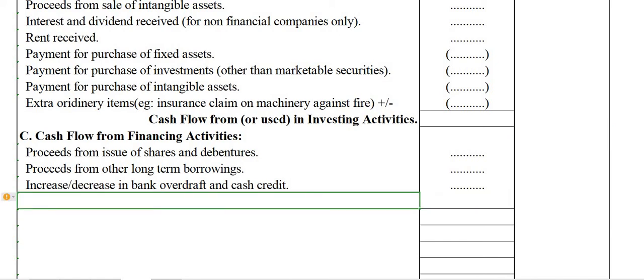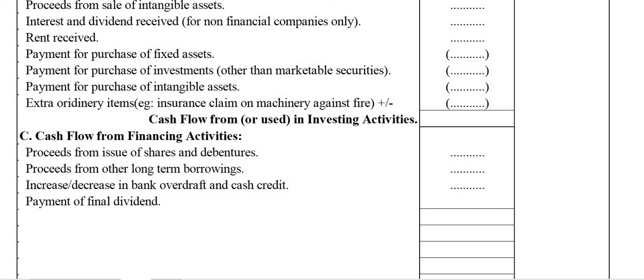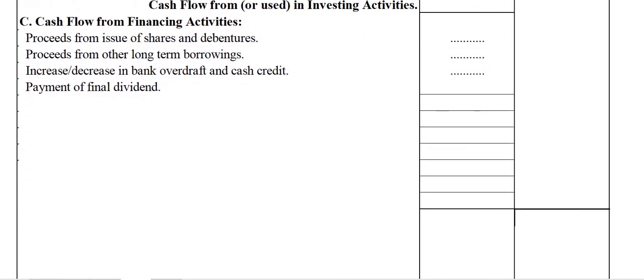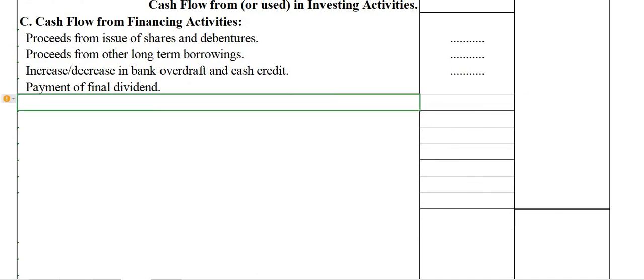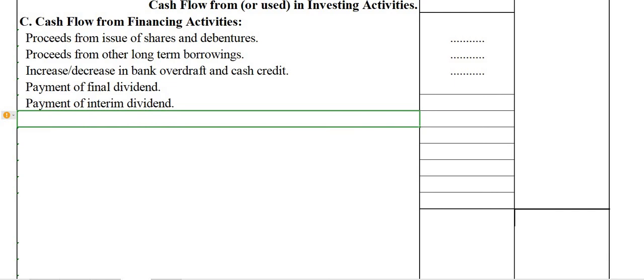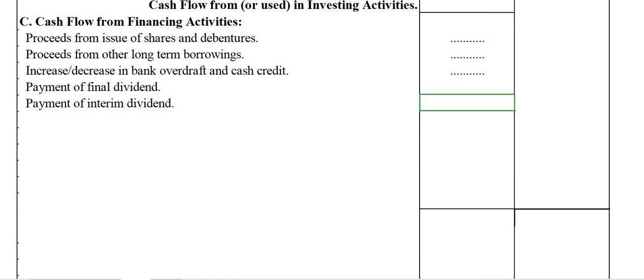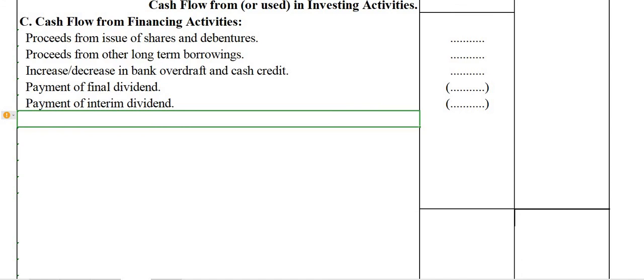Then payment of final dividend. If we have paid any dividend, that will be mentioned. Okay. So what is the next? Another one we can mention, payment for interim dividend. Payment for interim dividend can be mentioned. All the payments, payment of final dividend, interim dividend, all will come in bracket, because these are to be deducted. So that can be mentioned inside a bracket.